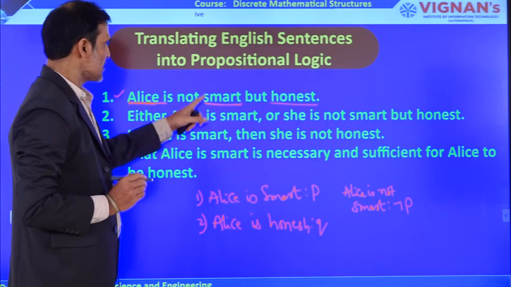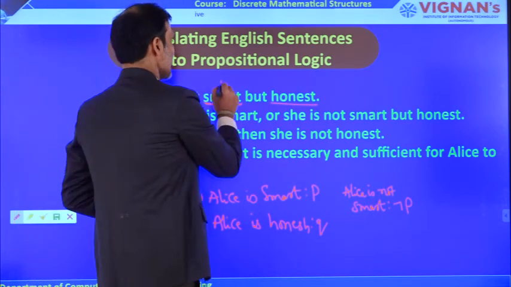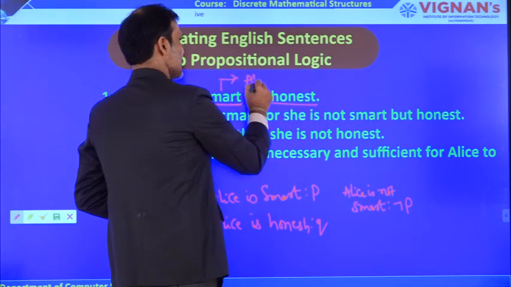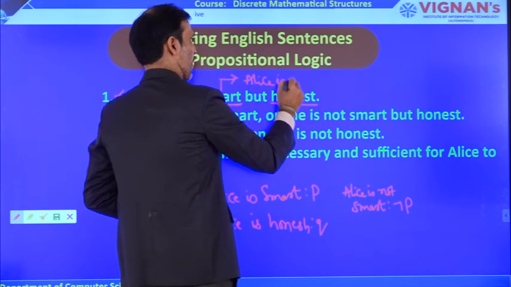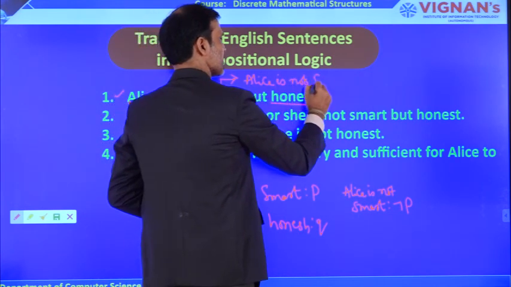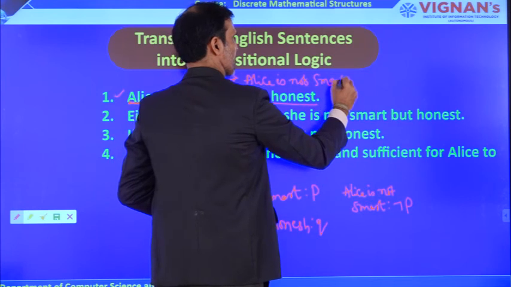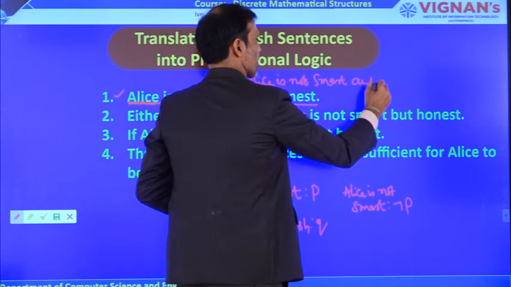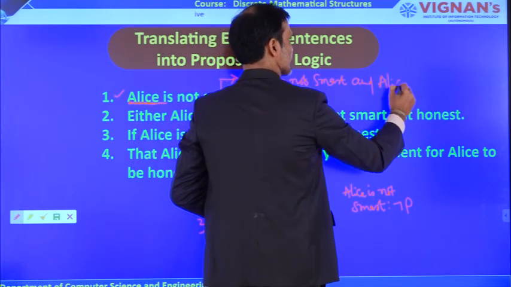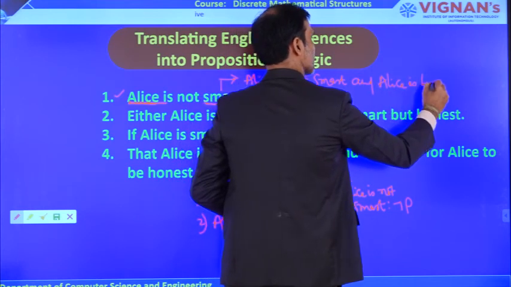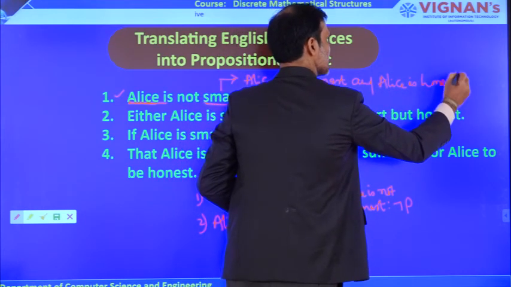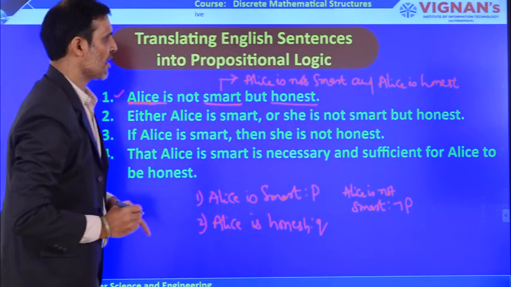So this sentence can be written as the same sentence: Alice is not smart and Alice is honest. So the same sentence can also be written in the form of what?